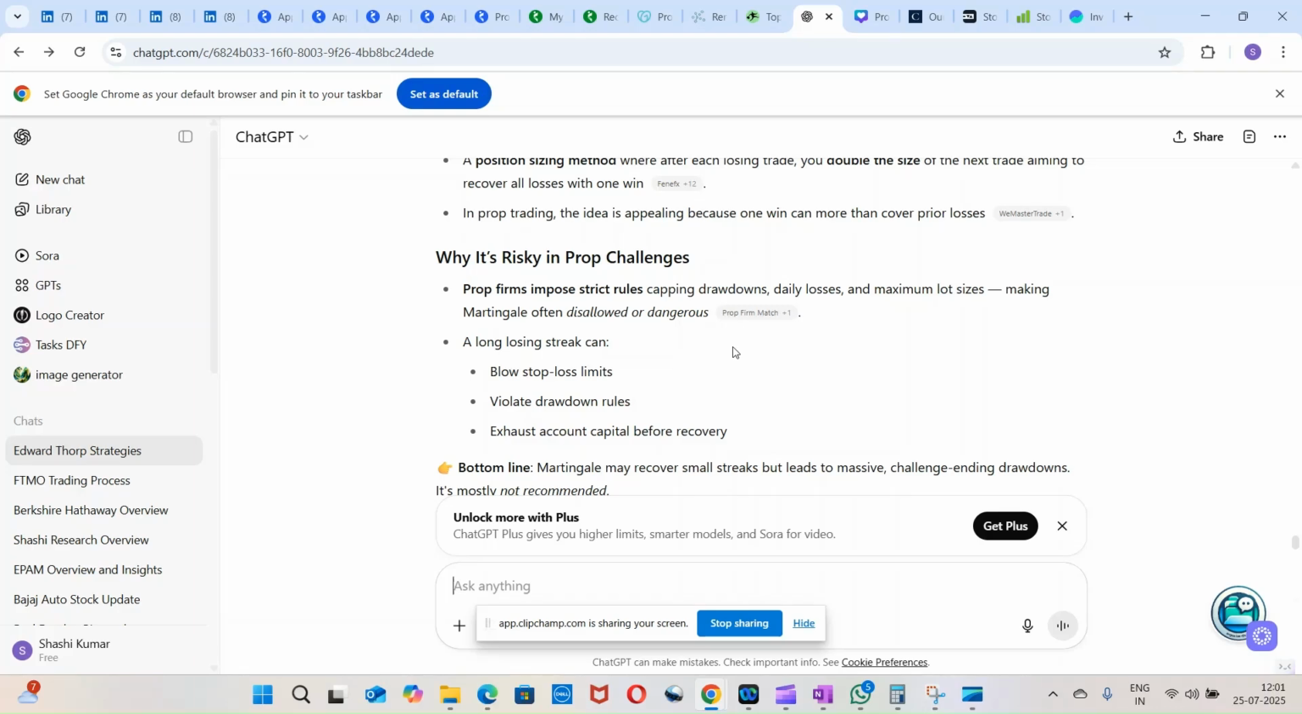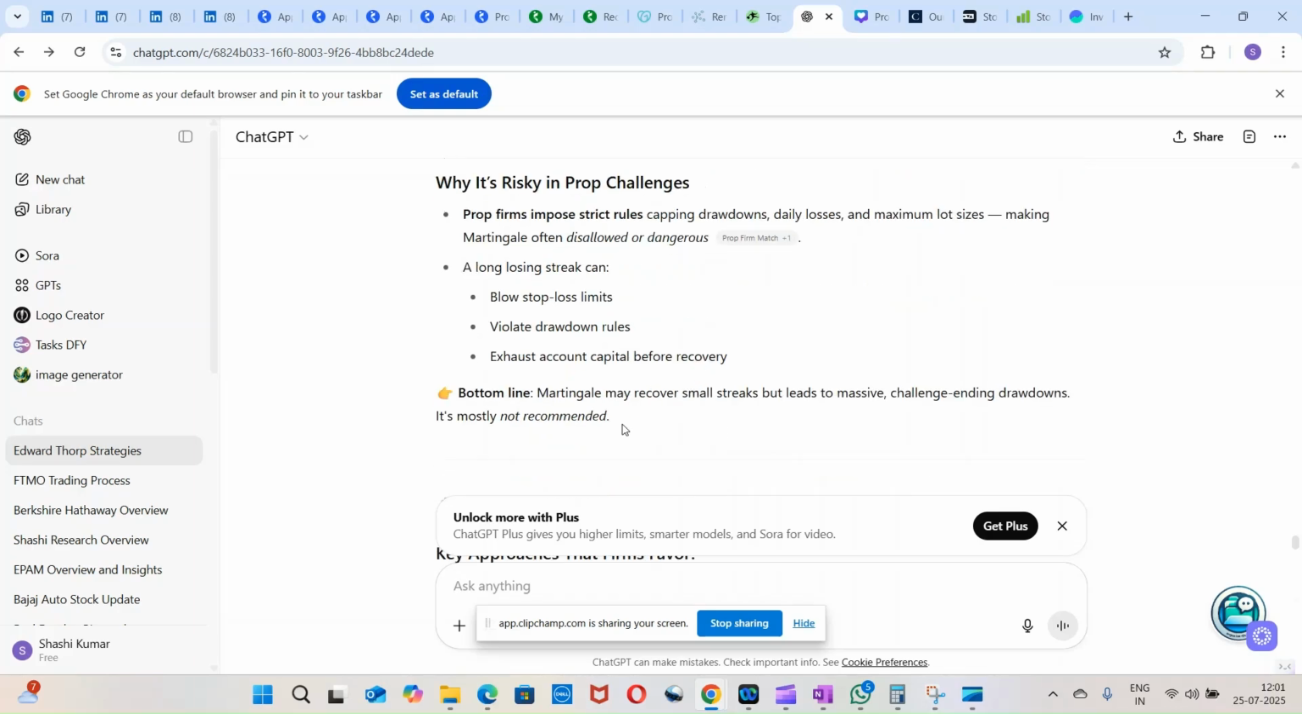What martingale does, when your losing streak is there, is it blows the stop loss limits. It violates the drawdown rules and exhausts the account capital before recovery. So that's what happens if you use martingale. Martingale may recover small streaks, but eventually it will lead to massive, challenge-ending drawdowns. So you will basically be out of the challenge, and that's why it's not recommended.